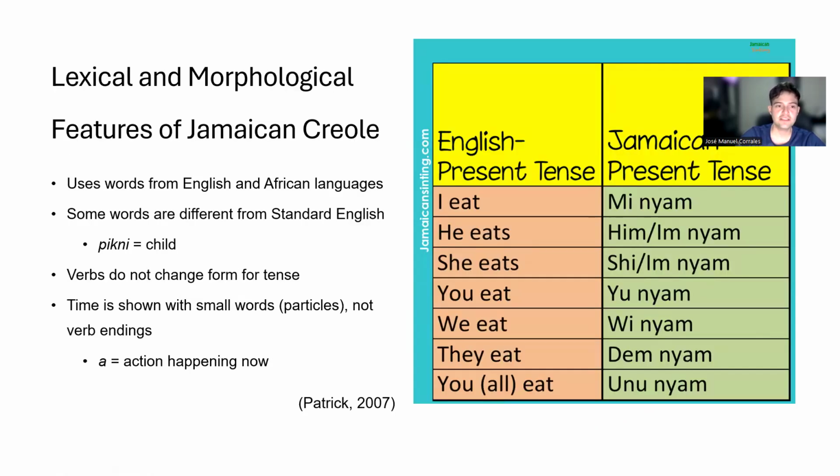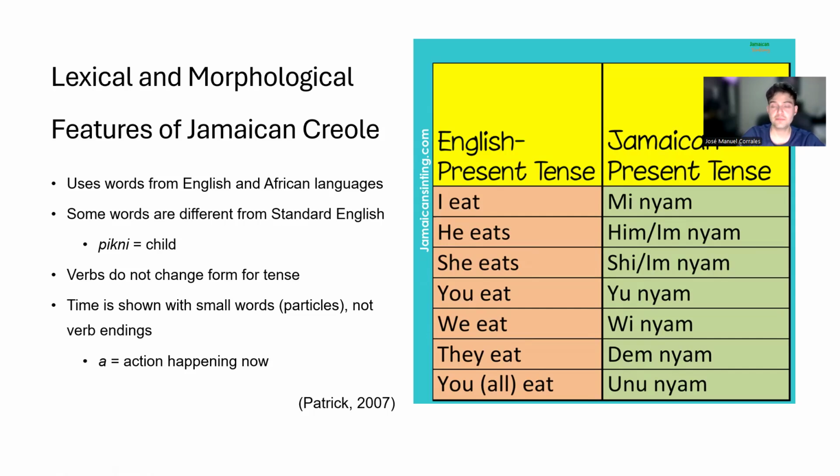Lexical and morphological features. This language is pretty similar to English in many things, but we use words from African languages as well, and some words are different from standard English. For example, if we want to say child, it will be picnic, a little bit different, right? And verbs do not change form for tense. For example, time is shown with small words or particles, not verb endings.